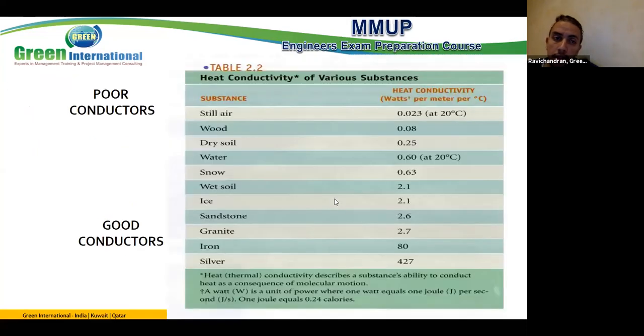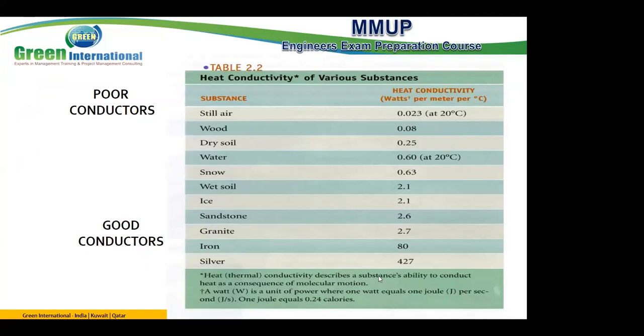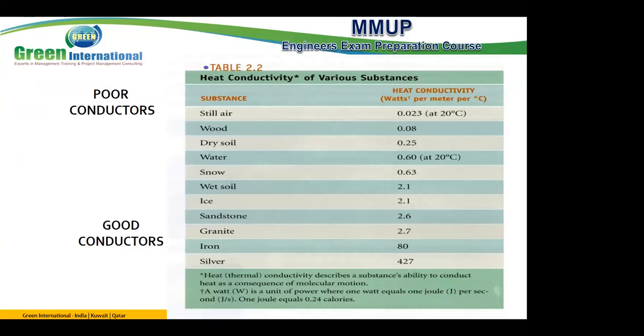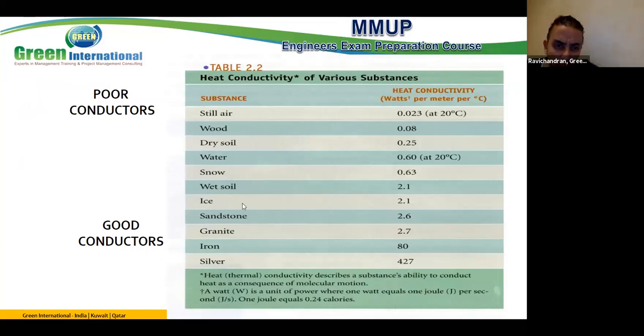For example, silver has a heat conductivity of about 4 to 7, and air, for example, 0.023. In between, for water, something like 0.6.